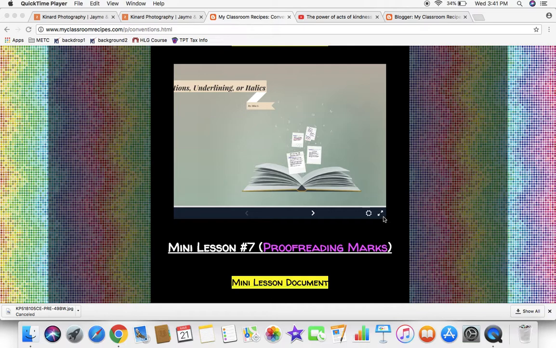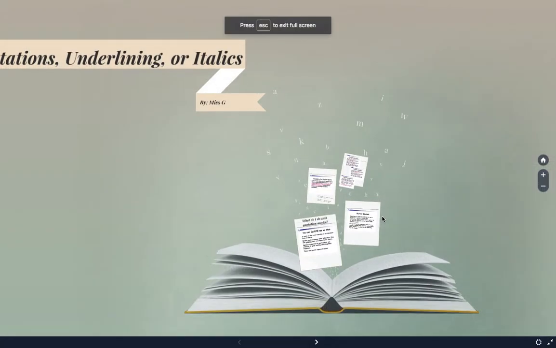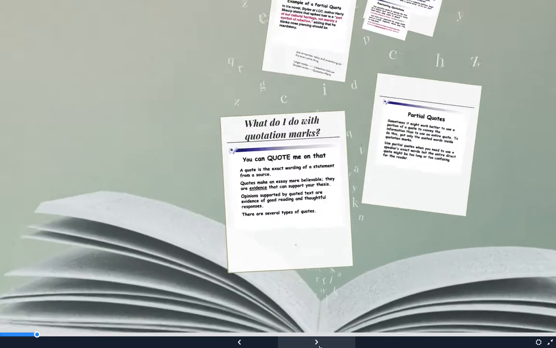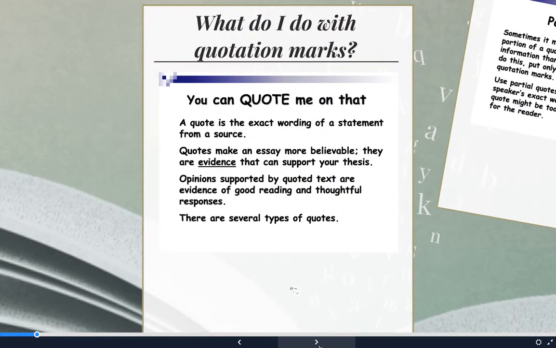It is time for your mini lesson for today, so go ahead and get out your mini lesson paper. Today we're going to be talking about quotations, underlining, and italics. First off, this is important because a lot of people don't know the difference on when to use them. What do I do with quotation marks?